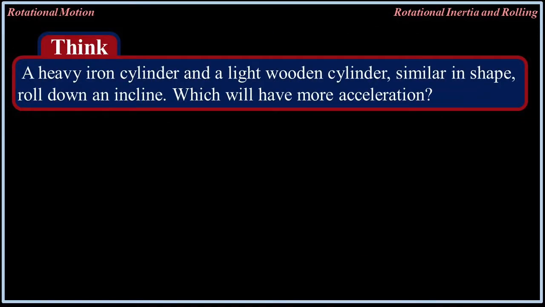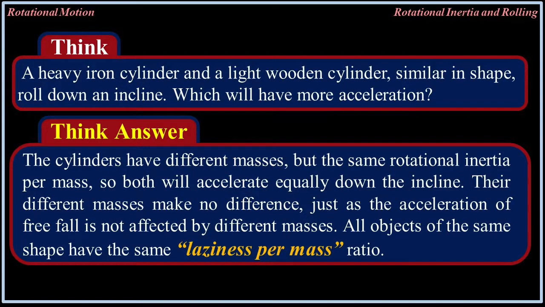Think. A heavy iron cylinder and a light wooden cylinder, similar in shape, roll down an inclined plane. Which will have more acceleration? The cylinders have different masses but the same rotational inertia per mass, so both will accelerate equally down the incline. Their different masses make no difference, just as the acceleration of free fall is not affected by different masses. All objects of the same shape have the same laziness per mass ratio.